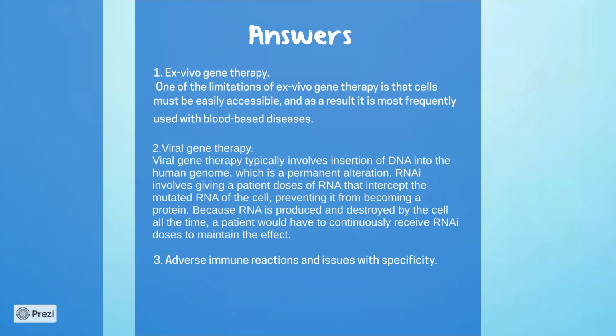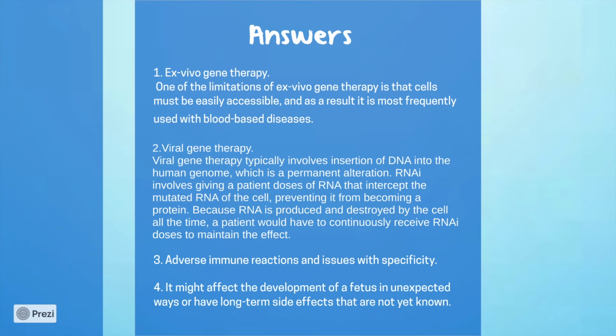Question 3. Why are genetic diseases so difficult to treat? So far, the prevailing issues have been adverse immune reactions and issues with specificity. And finally, number 4, why can't we use CRISPR to edit germ cells to avoid heritable genetic diseases entirely within a family? This is because it might affect the development of a fetus in unexpected ways or have long-term side effects that are not yet known.